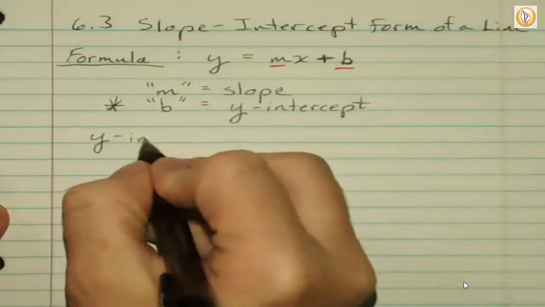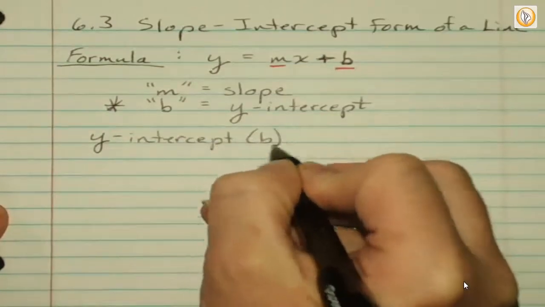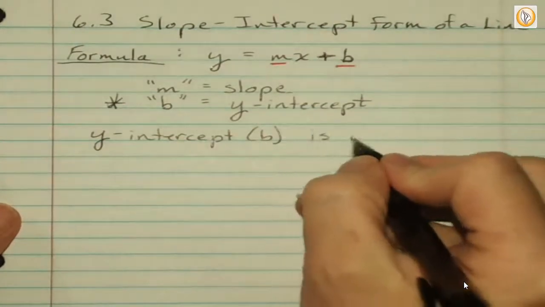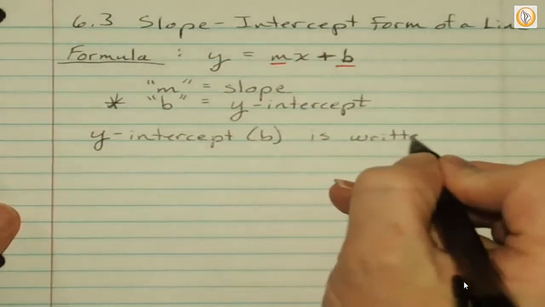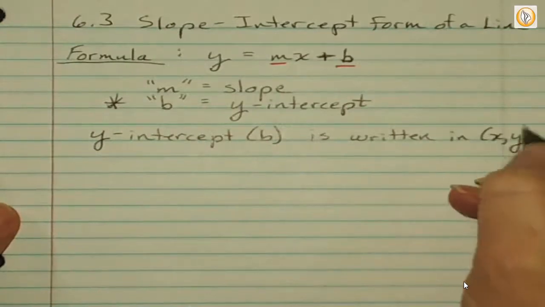The y-intercept, which is the b, and you remember the y-intercept is where the graph crosses the y-axis. That's it. That's all it is. Now, the y-intercept is usually written as an ordered pair in an x, y kind of thing.